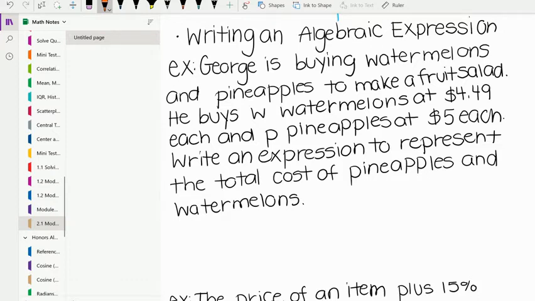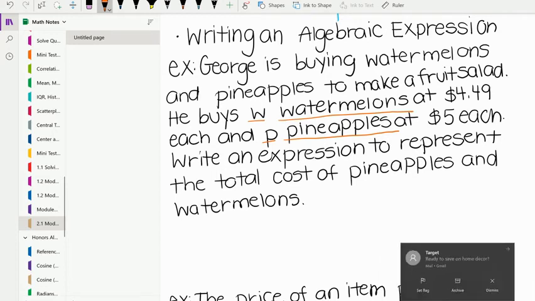Okay, so we have George, and he is buying watermelons and pineapples to make a fruit salad. He buys W watermelons. They're using W to represent watermelons at $4.49 each, and then P pineapples. They're using P for pineapples, and those are $5 each. We want to write an expression to represent the total cost of pineapples and watermelon.